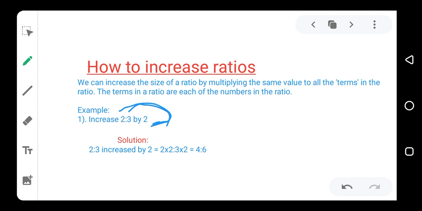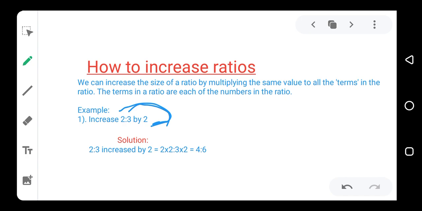And when you times 2 times 2, it will give us 4. And you times 3 by 2, it will give us 6. And so that is why we have 4 is to 6 as the new ratio. So that is the trick.